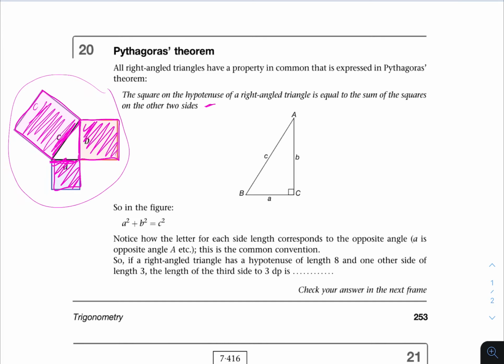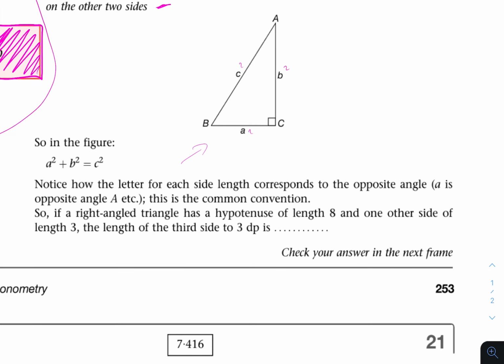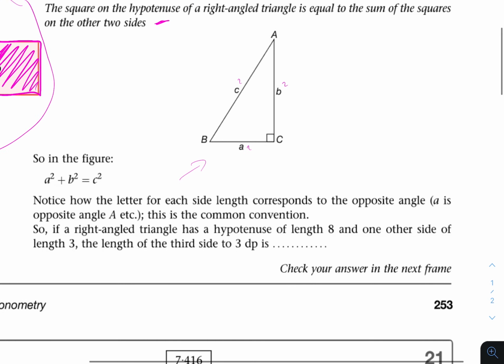Cool. So in the figure here, A squared plus B squared equals C squared. Notice how the letter for each side corresponds to the opposite angle. So you've got angle A, and across from it is side A. You've got angle B, and across from it is side B, and you've got angle C, and opposite to it is side C. They just say here that this is common convention, so something to keep in mind.